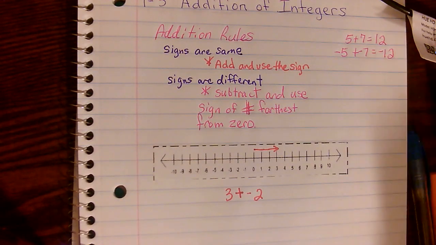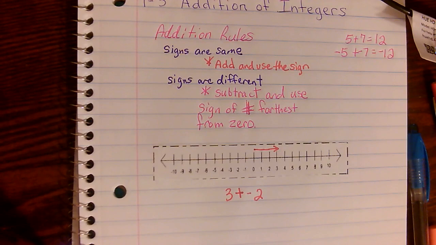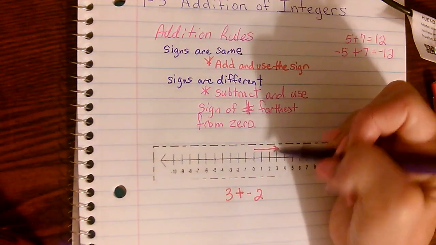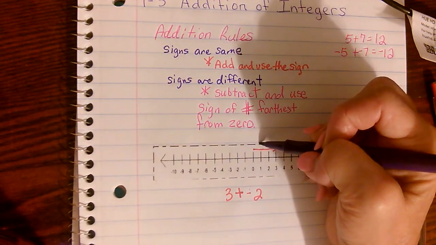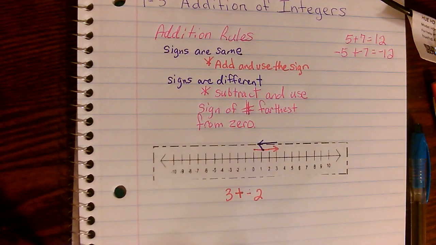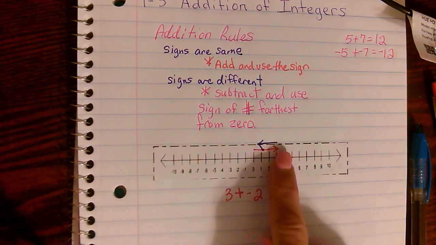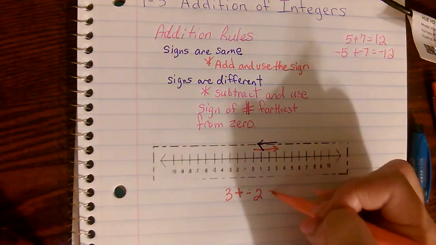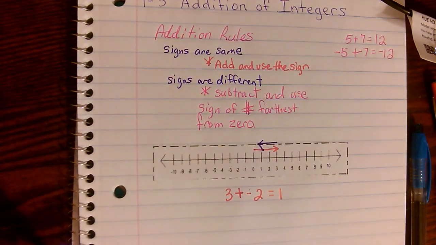Well, in this case, the signs are different. So I am going to move to the left from here and 2 places. 1, 2. And I land on 1. So see, the signs were different. I subtracted. And the sign that is farther from 0 is positive. My answer is positive, but this shows you how it works on the number line. And that works the same up here. We're going to write 2 examples.